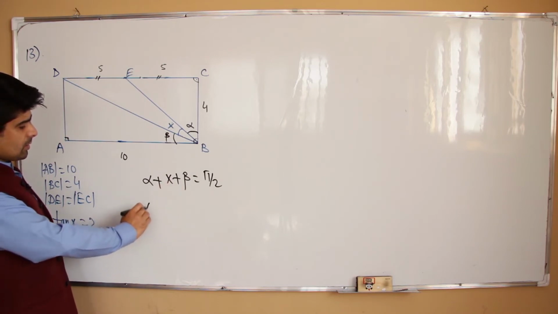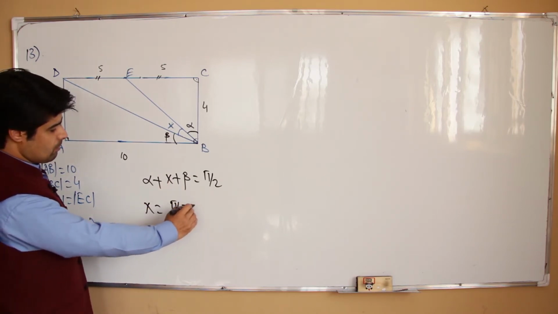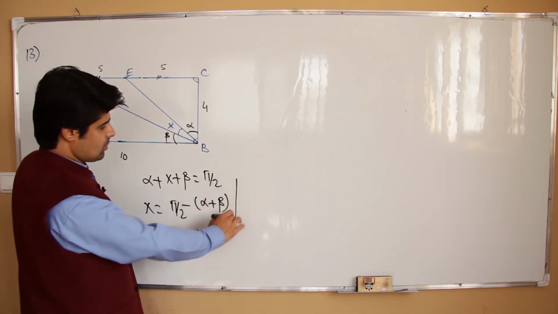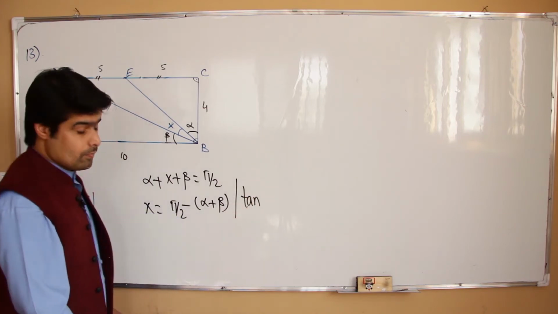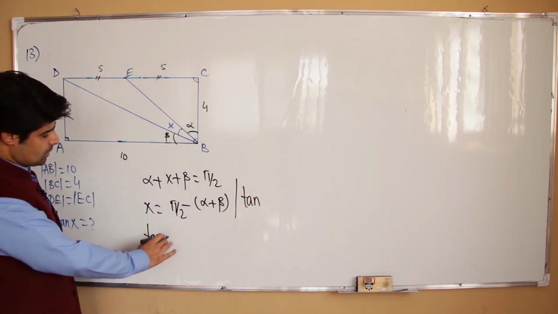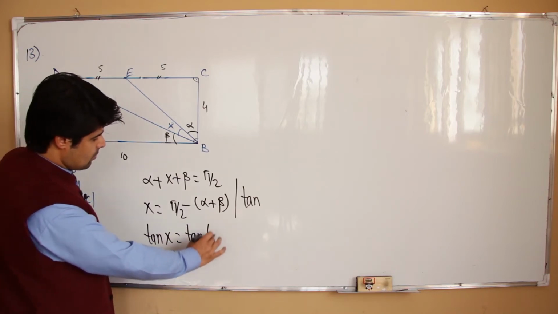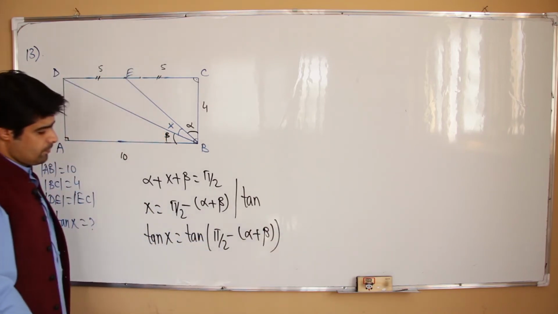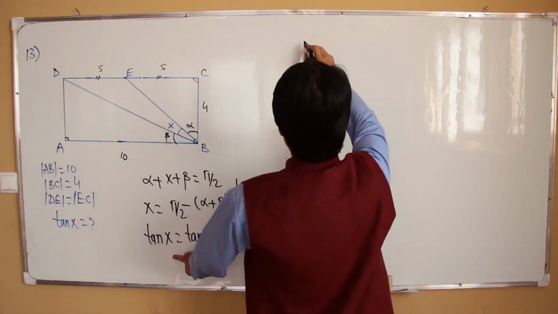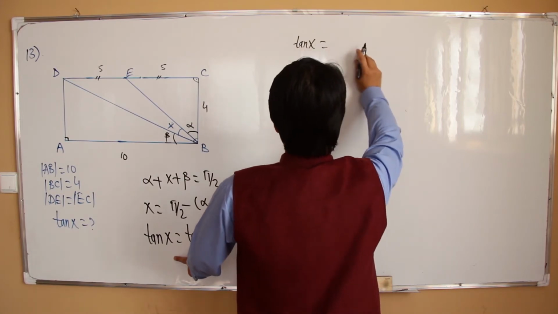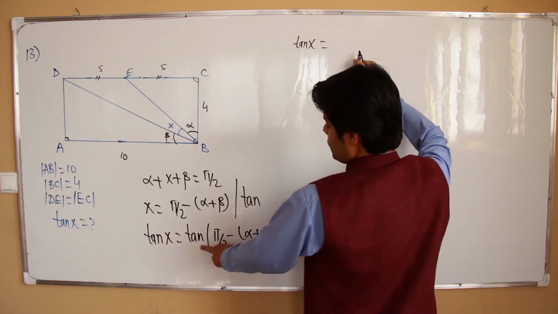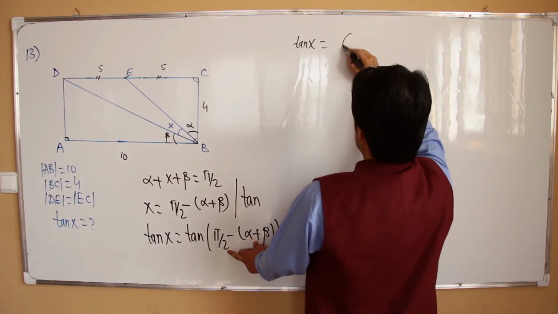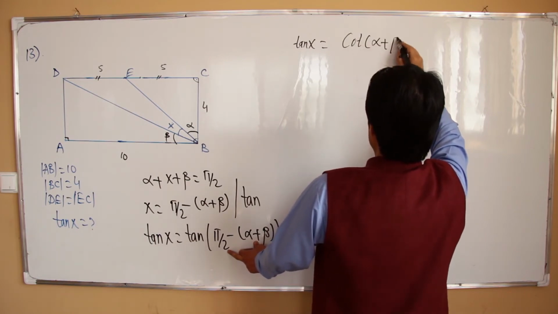Solve it for x. You want to define x. So x would be pi by 2 minus alpha plus beta. Now, if I take tangent on both sides, what do you think? It would be tangent x, tangent of pi by 2 minus some angle. Now, tangent x, put this one as it is. So here, I think it is changed. Tangent of pi by 2 minus or plus some angles would be cotangent of alpha plus beta.